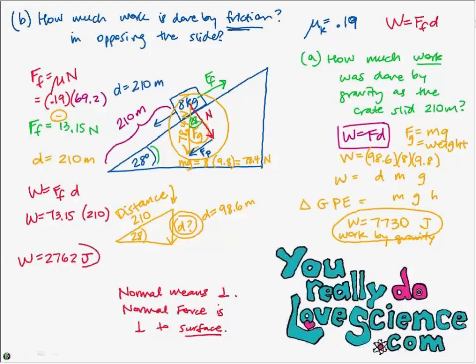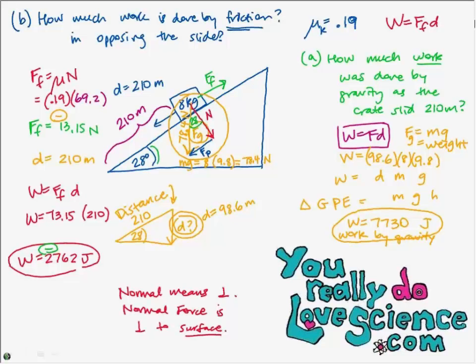Good job. So that's the work done by friction. Oh, make it negative. Negative 2,762 joules if your teacher doesn't care about significant figures. If your teacher does care about significant figures, then in this problem, 8 kilograms has 1 significant figure, so you would round it to 3,000 joules. If you were allowed two significant figures, you would just say 2,800 joules. Got it. You got it.